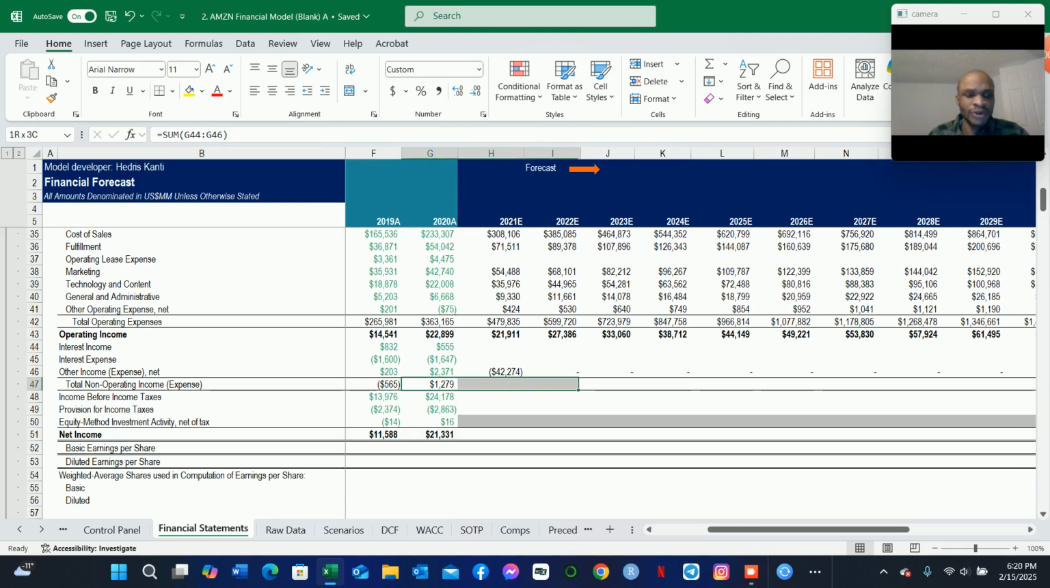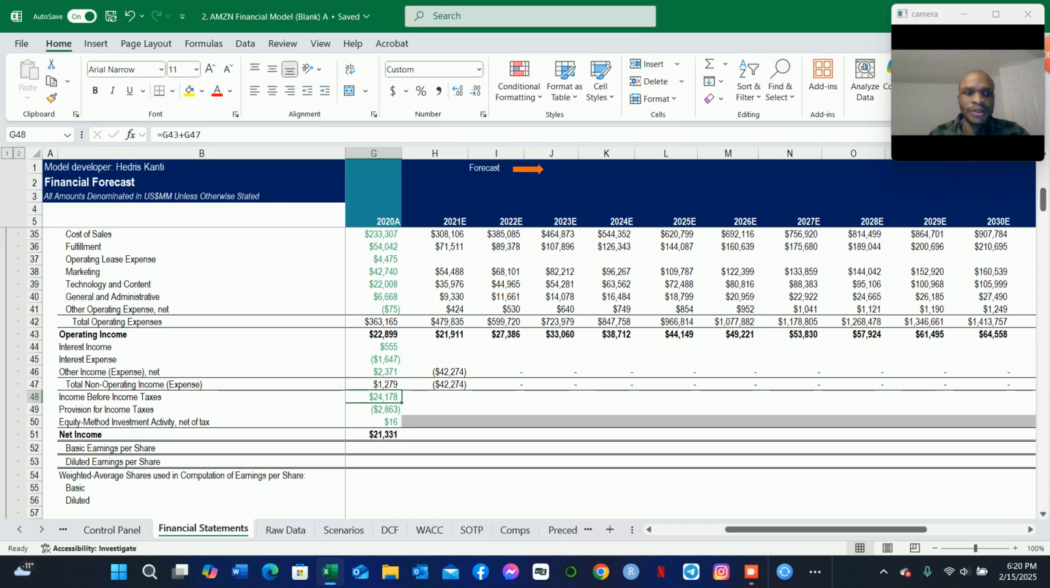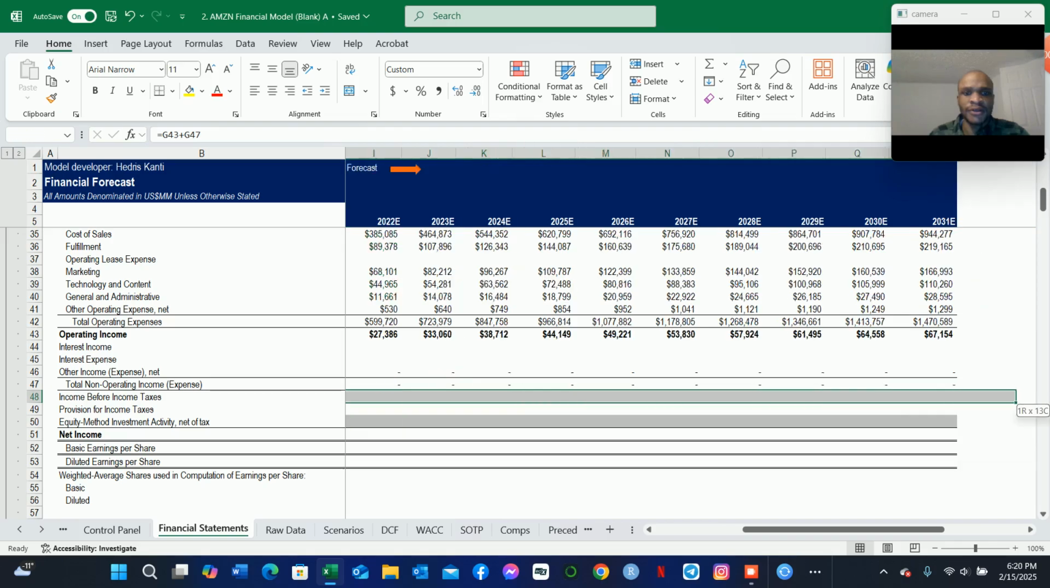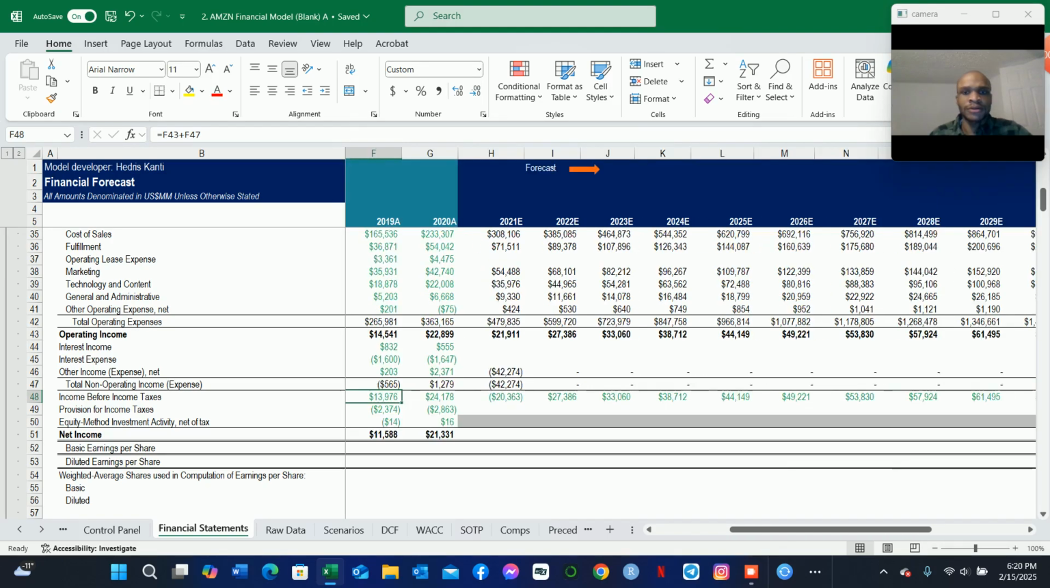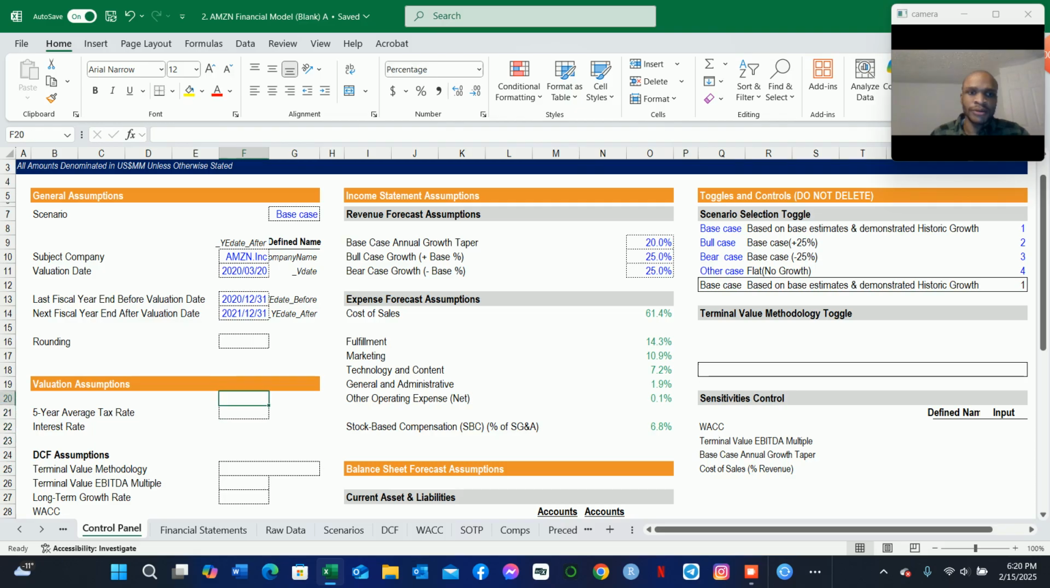But for the total non-operating income or expenses, we can also fill that formula right. Then for the income before taxes, we can also fill the formula right. And then for the provision for income taxes, it's going to come from the control panel, where we set an assumption here for the 5-year average tax rate for Amazon. In this case, we're going to set this to be 32.2%.